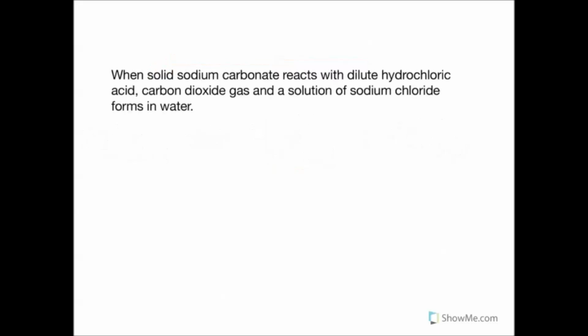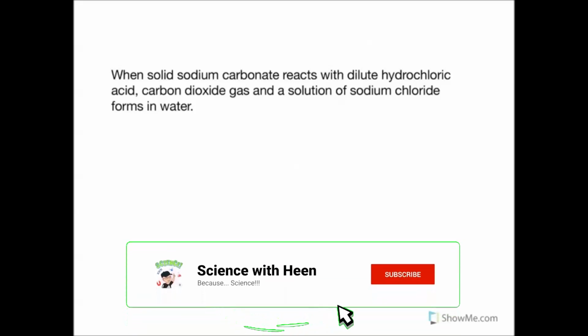There are actually 3 parts to writing ionic equations. Let's look at this example. Solid sodium carbonate reacts with dilute hydrochloric acid. Carbon dioxide is a product. Another product is sodium chloride in solution in water. We can easily write an equation for this reaction like this.